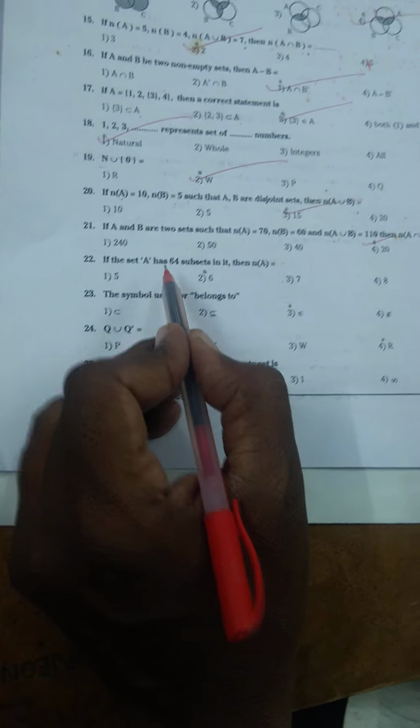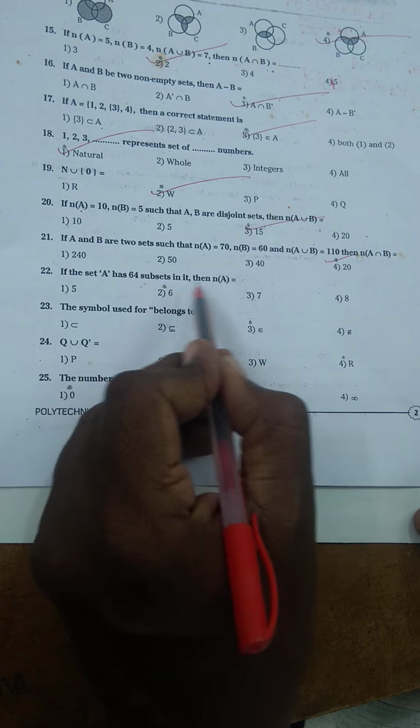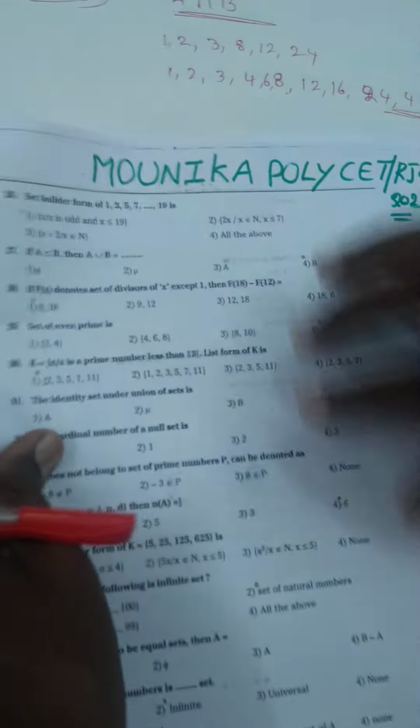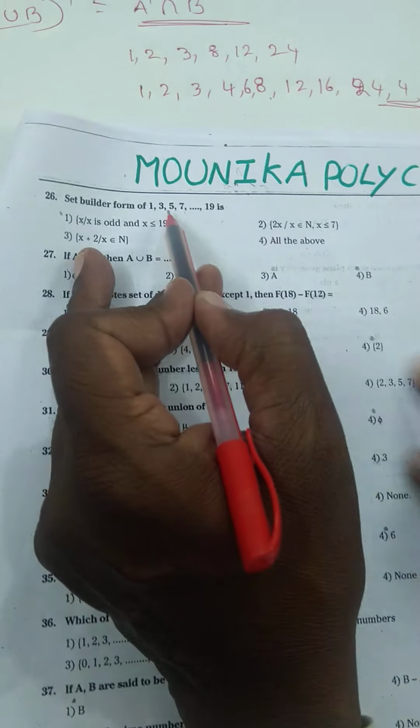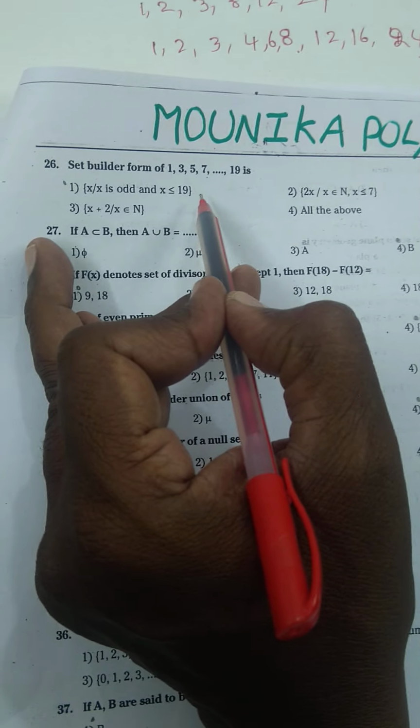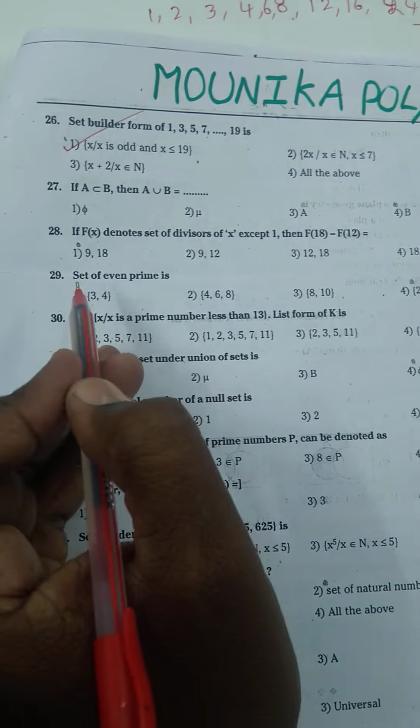Next one, if A has 64 subsets, use the formula 2 to the power n, so 2 to the power 6 we get here. Next, the symbol used for belongs to means this one. And Q union Q dash is equal to rational numbers. The number of elements in the empty set is zero, that is called the zero elements, meaning there are no elements. Next one, the set builder form of 1, 3, 5, 7, and so on up to 19 is: x is odd, x is less than 19. The first option is the right option.